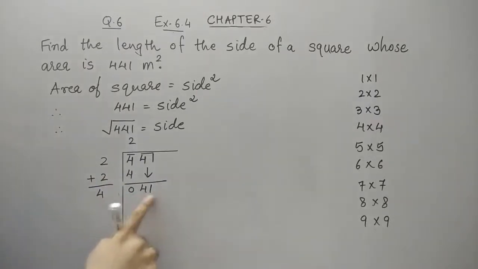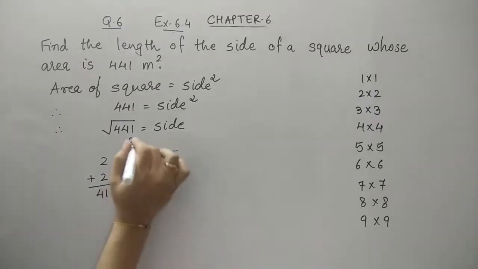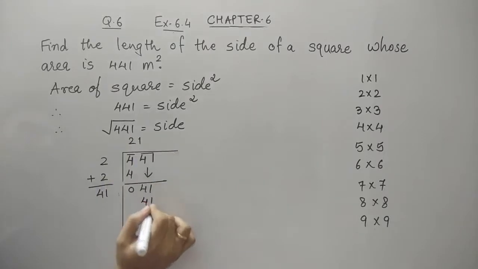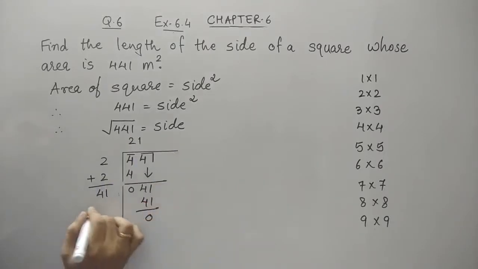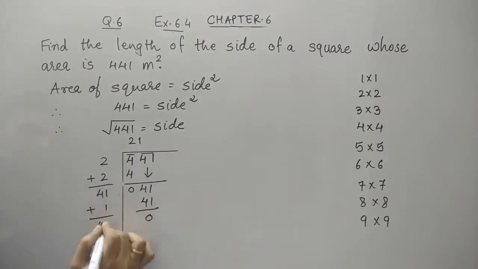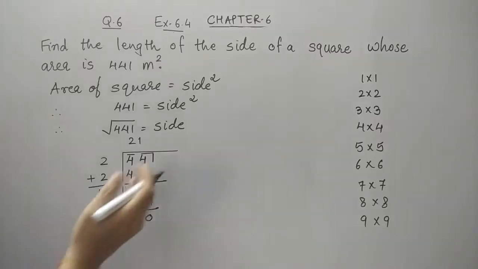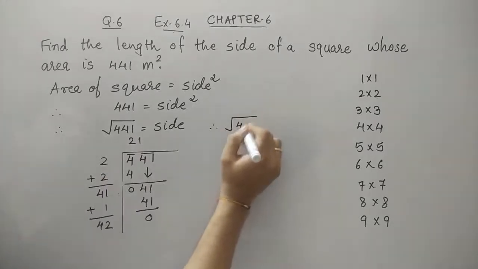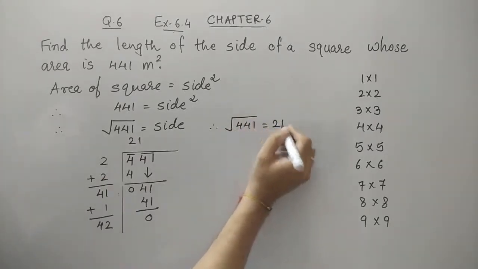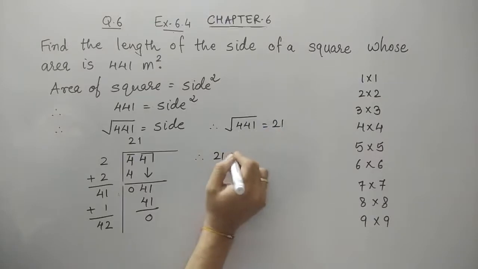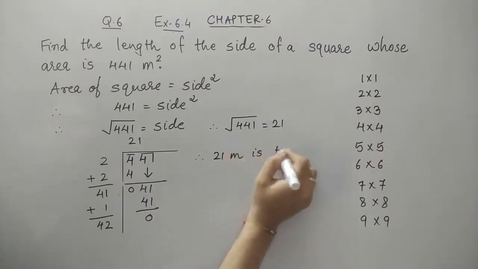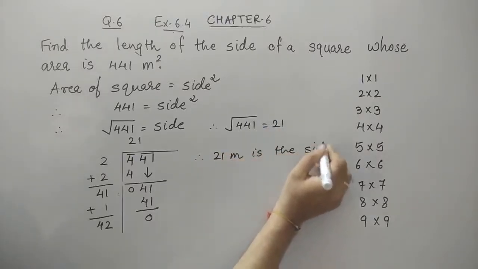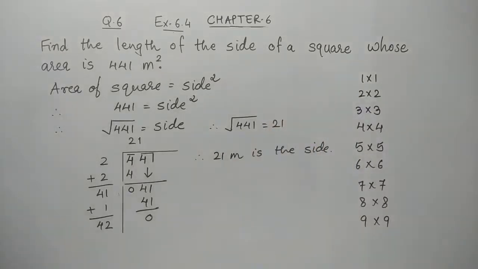As it is 4, we require 41. Obviously 41 ones are 41. So it comes to 0 here, plus 1, so it is 42. So we will obtain the square root of 441 is 21. So therefore we can say that 21 meter is the side of the given square. It's quite easy. Thank you.